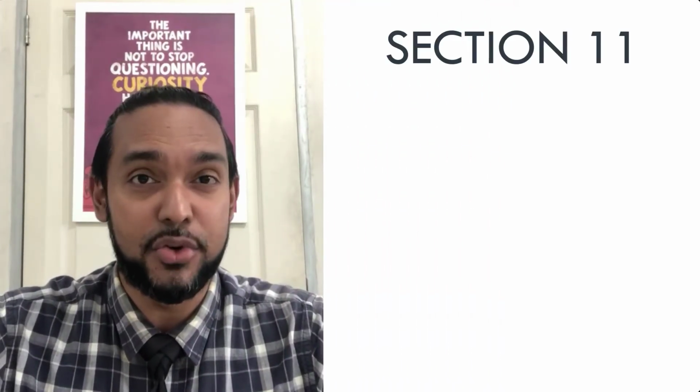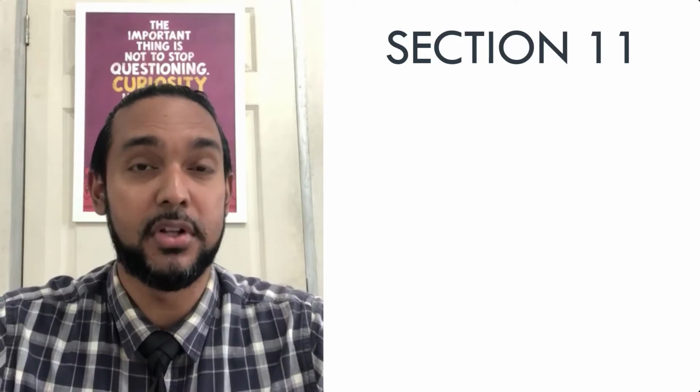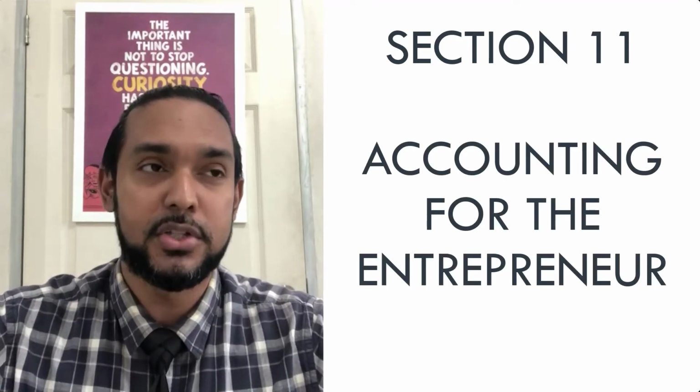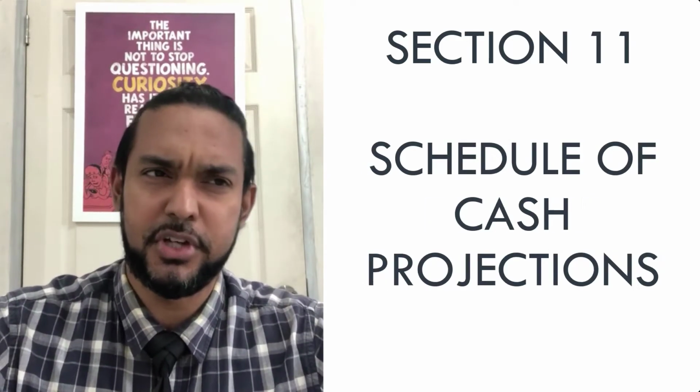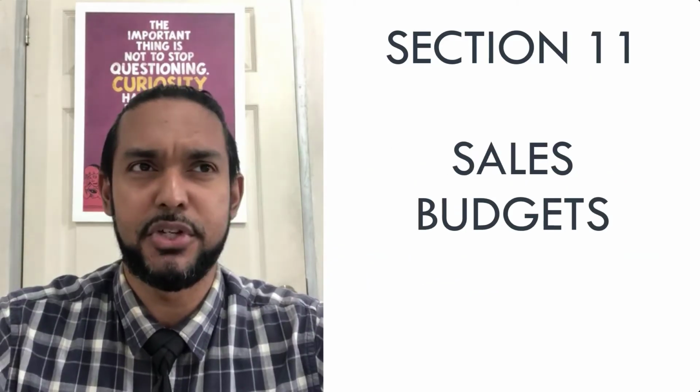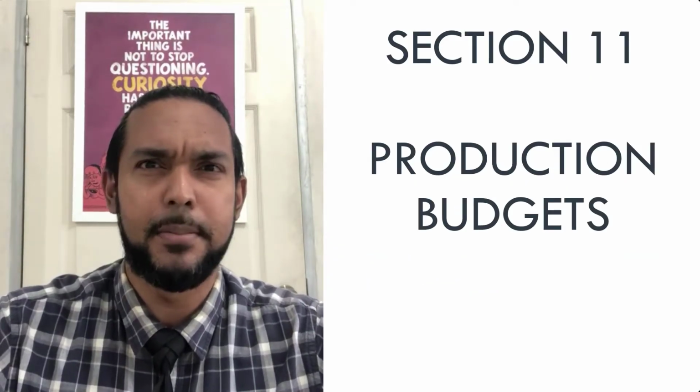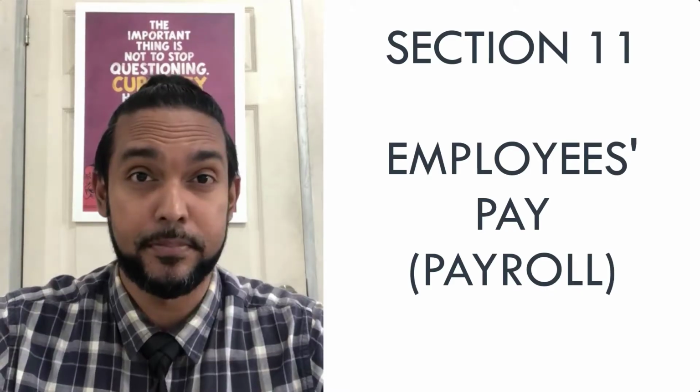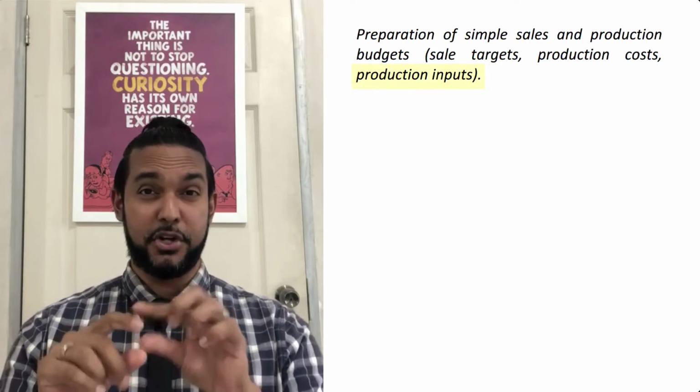You can find this topic in section 11 of the current iteration of the CSEC PoA syllabus, which is called Accounting for the Entrepreneur. Also in that section you will find things such as schedule of cash projections, sales budgets, production budgets, and business plans, as well as employees' pay. Now this budget is not mentioned specifically by name, it just says production inputs.